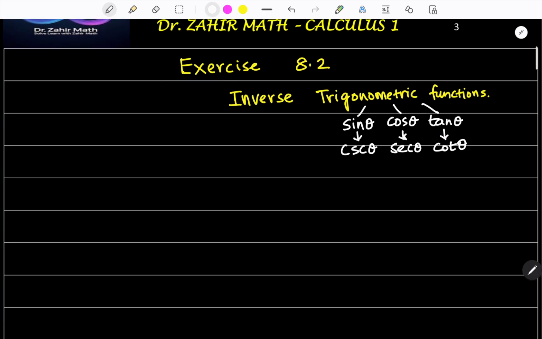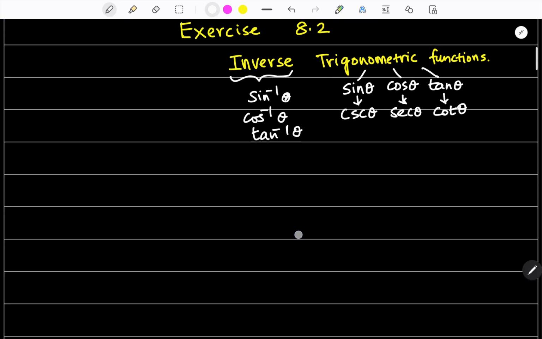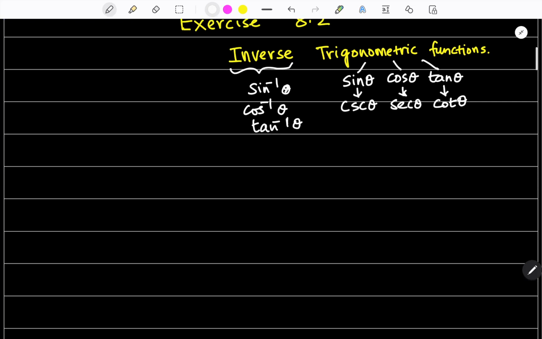But you are going to study only 4 rules. Let me talk about inverse. Inverse means sine inverse of theta, cosine inverse of theta, and tan inverse of theta, where inverse means power minus 1. So now we are going to study a total of 4 rules in the inverse trigonometric functions.